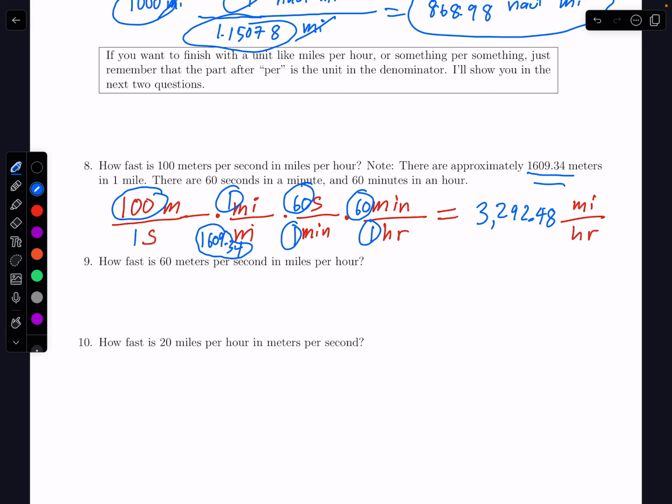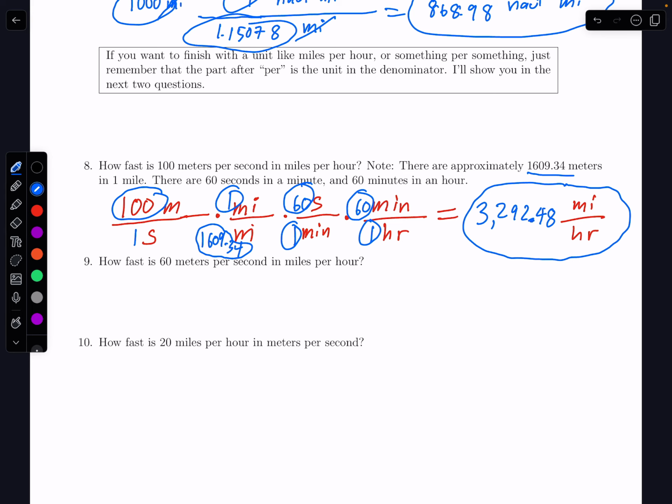So 100 meters per second is 3,292.48 miles per hour. When I hear things in meters per second, I don't really have a good concept of how fast that is. But miles per hour is easier for me to relate to because we're used to driving in miles per hour. So now I see, oh, that's really fast. 100 meters per second is super fast. I guess if I think about it, 100 meters is pretty far to go in one single second.